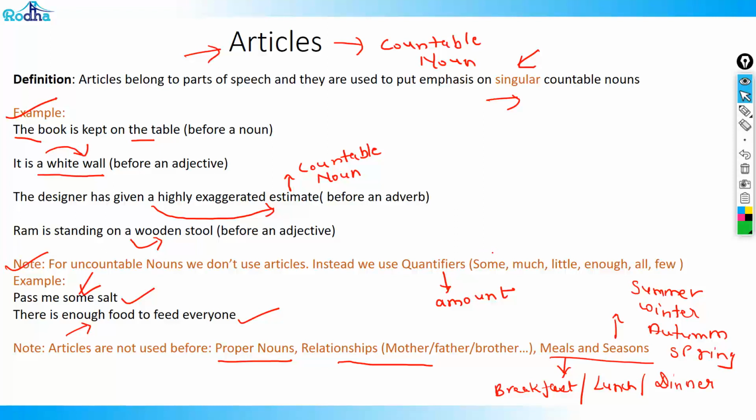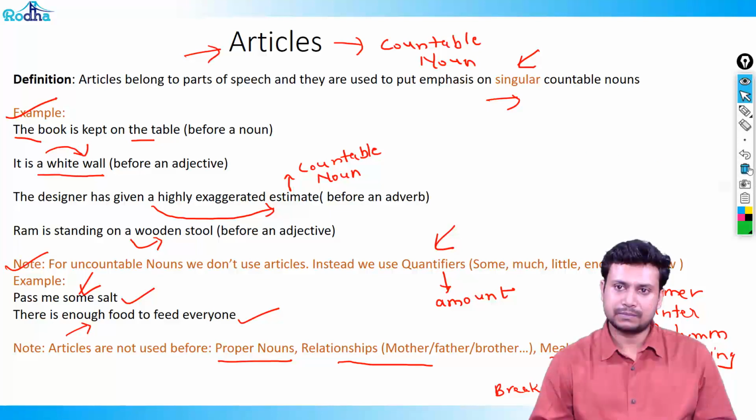So the point that we understood in this chapter was articles can only be associated with countable nouns, and the emphasis majorly is on singular countable nouns. Then we looked at a few examples. We also understood that uncountable nouns, for emphasis, need to be used with quantifiers. Some examples we have seen here, and also we studied that articles are not used before proper nouns, relationships, meals, and seasons. Let's go ahead to the next point.